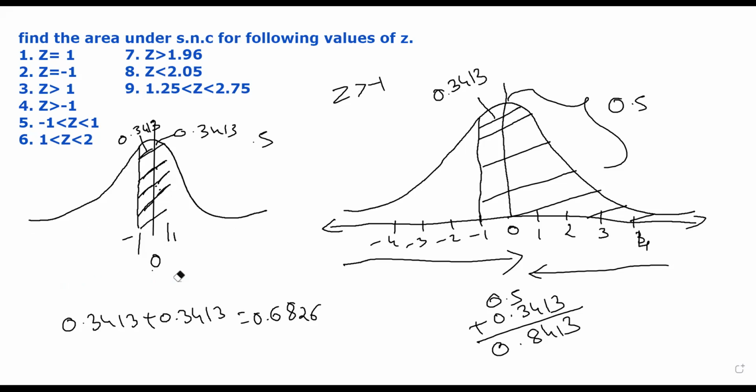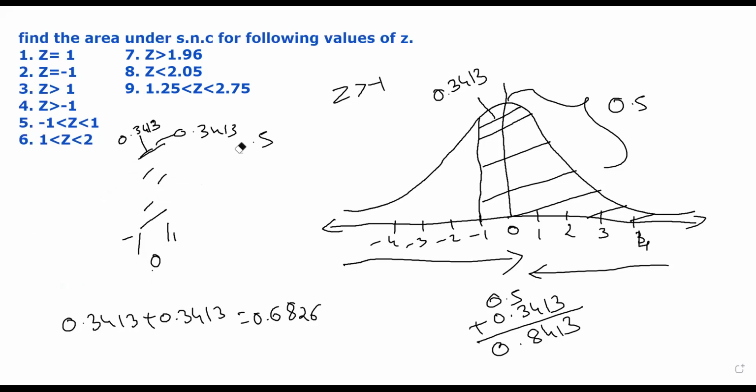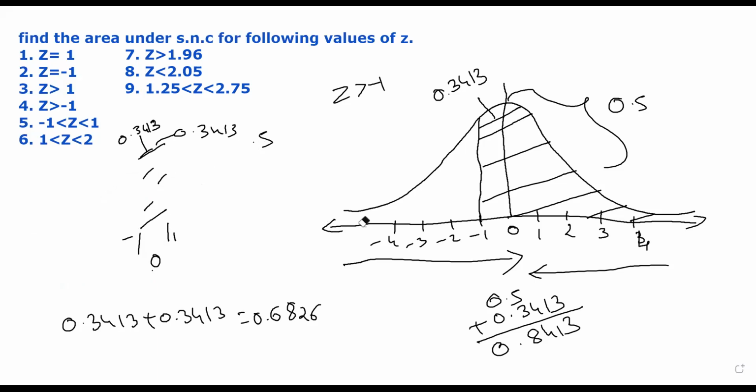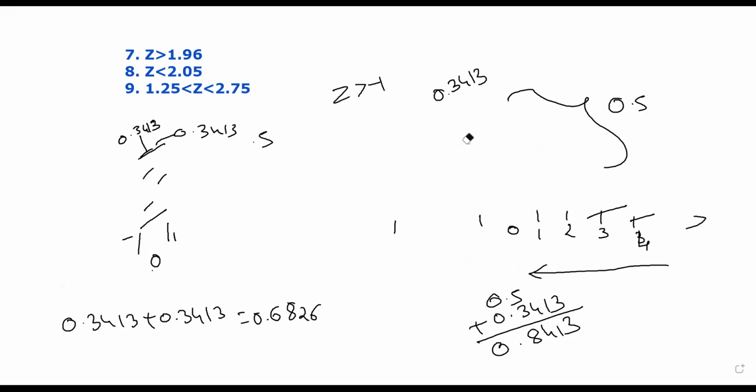Now let us go on to the next one, that is area between Z is equal to 1 and 2.